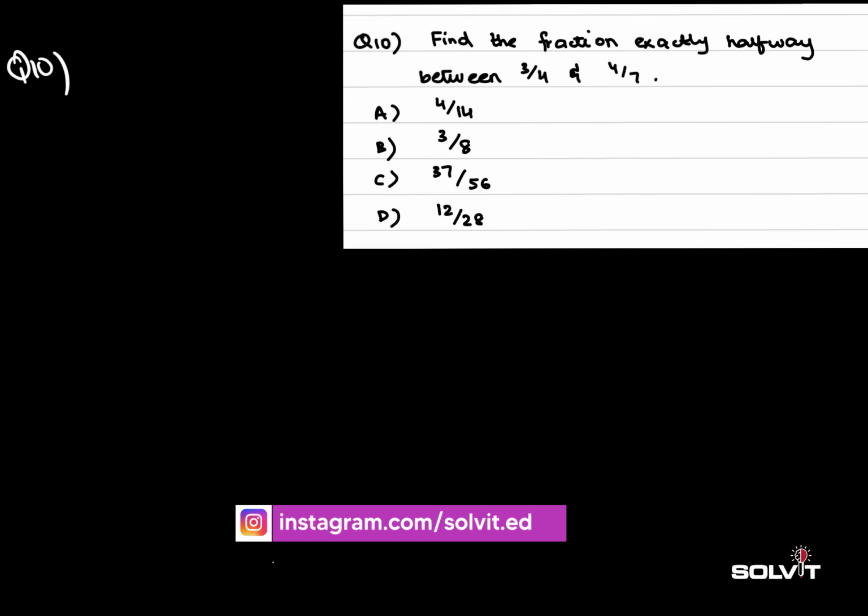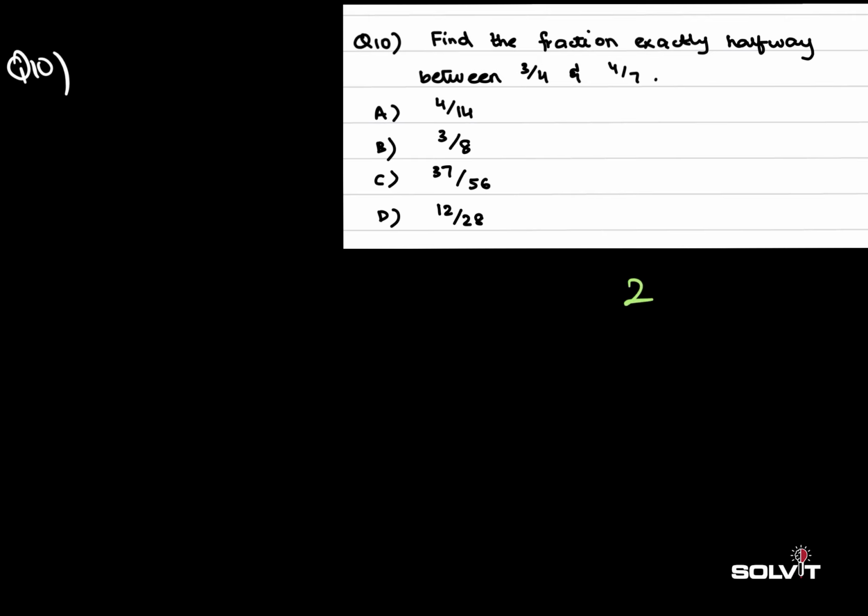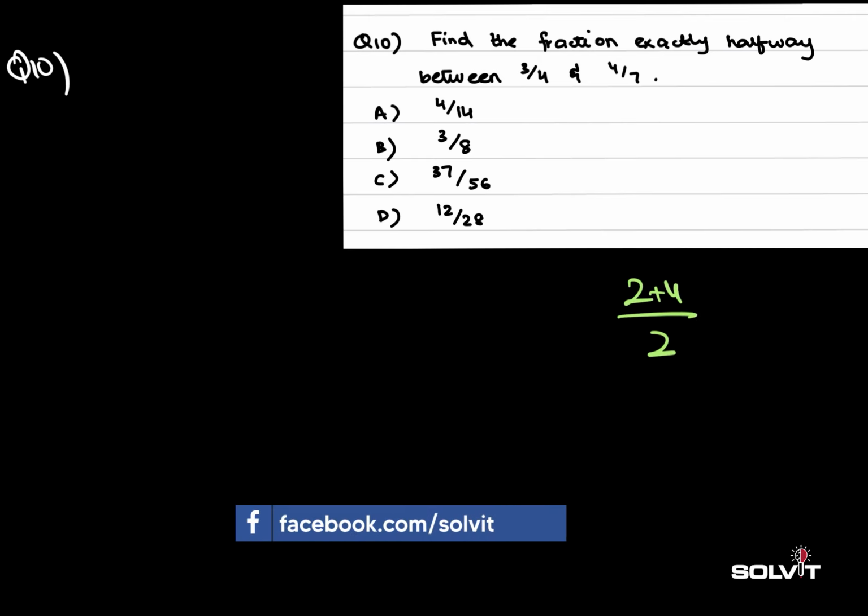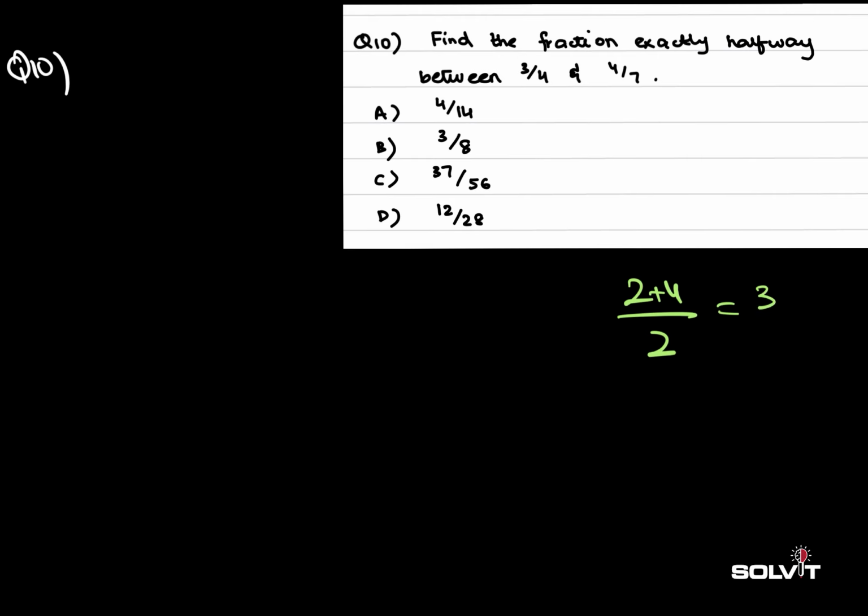So for example, if I need to figure out the middle number between 2 and 4, what am I going to do? I'm going to add 2 and 4 and then divide by 2. 2 plus 4 is 6, and 6 divided by 2 gives me 3. So that means 3 is the middle number. Similarly, it's the same type of question, but since there are fractions in the question, let's do it a similar way.